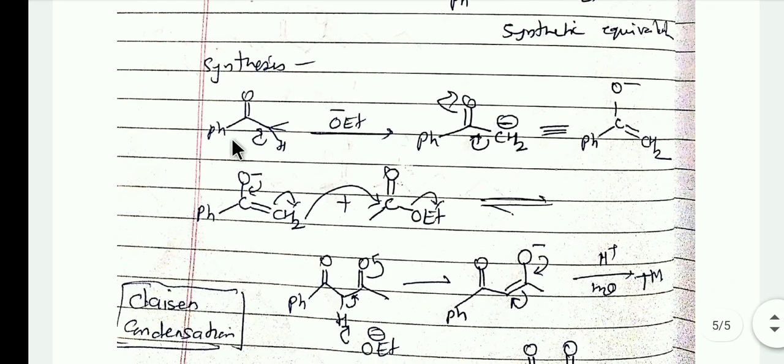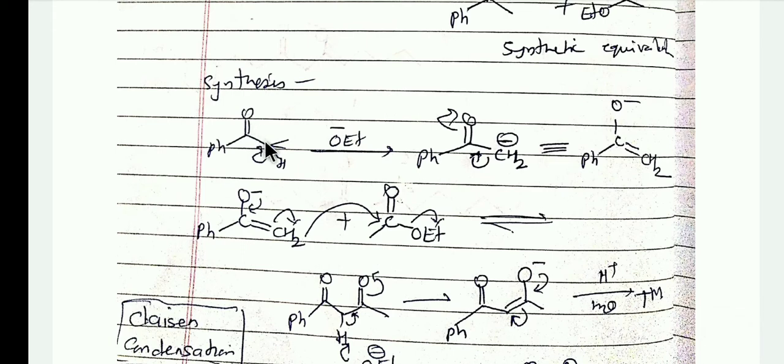Here we get PhCOCH3. The reaction of this compound with a base such as OEt minus: the OEt minus abstracts a proton from here, so this carbon becomes negatively charged and EtOH is eliminated. So here we obtain another molecule by the removal of this proton. We get PhCOCH2 minus. This molecule is stabilized by the resonance.